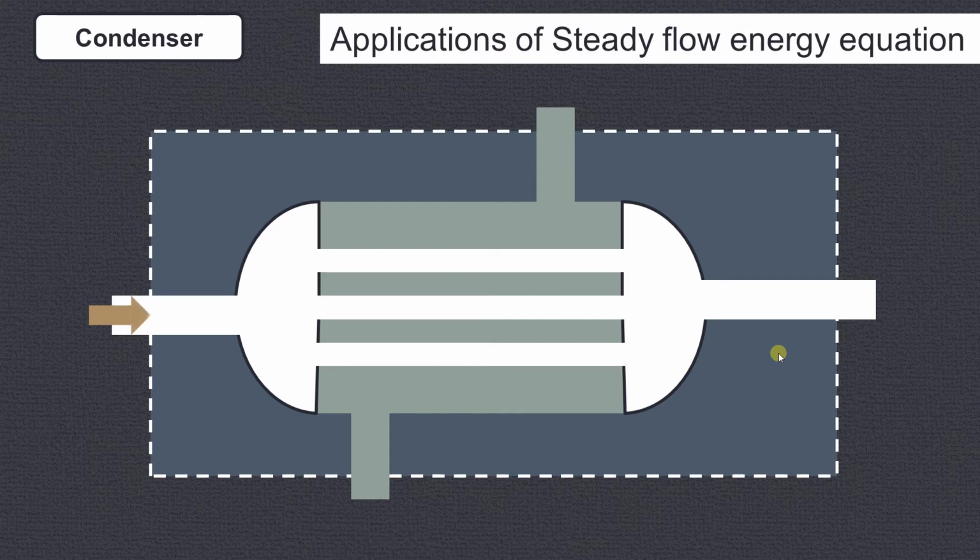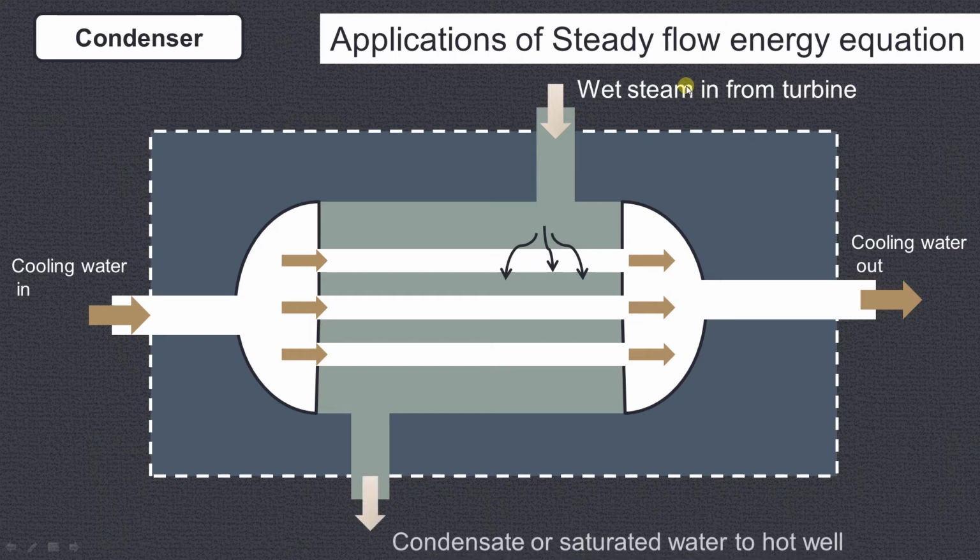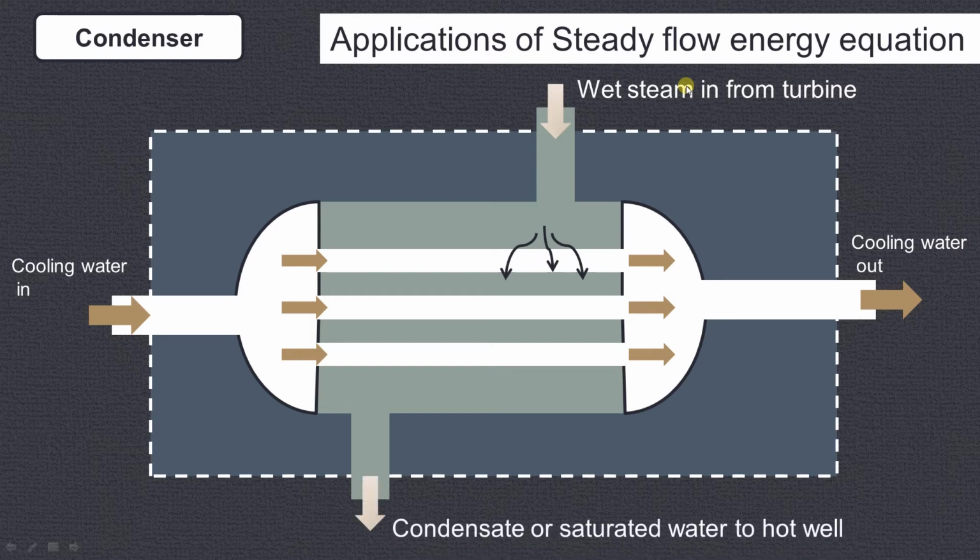Now we know that in case of the steam condenser, the cooling water is supplied from one end and that water will absorb the latent heat from the steam. So wet steam is coming from the steam turbine. As you can see over here, from this side there will be entry of the wet steam from the steam turbine. Then it flows over the tubes through which the cooling water is flowing. Cooling water will absorb the latent heat from the wet steam and the wet steam will get converted to saturated water, which is then given to the hot well. From the hot well it is supplied as feed water to the boiler.